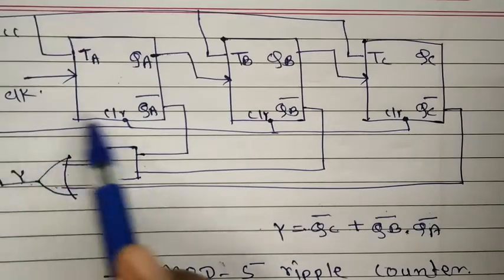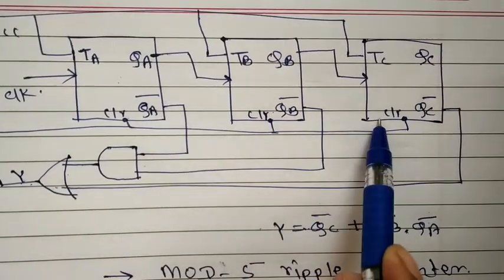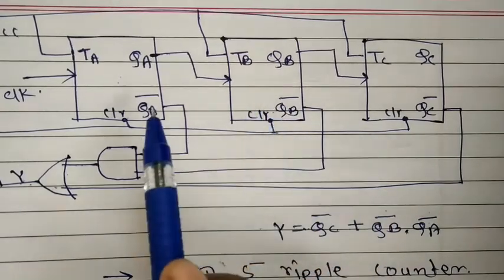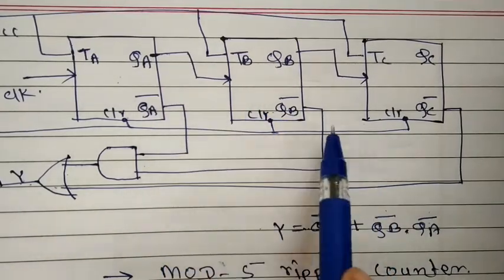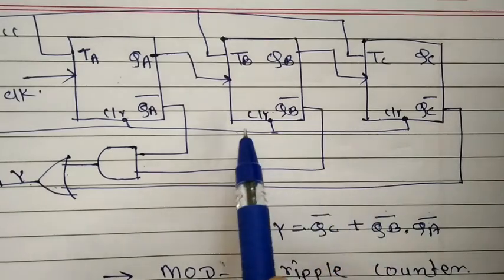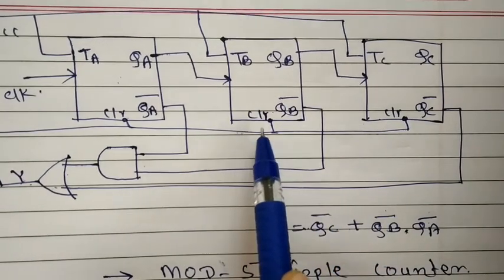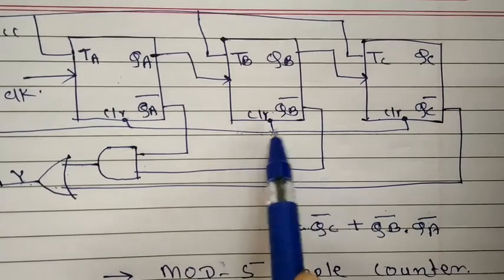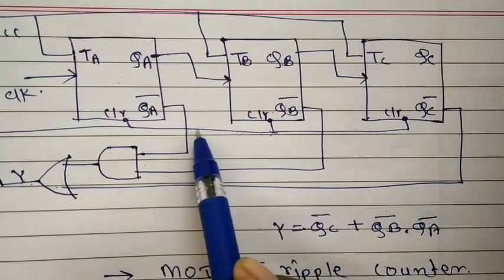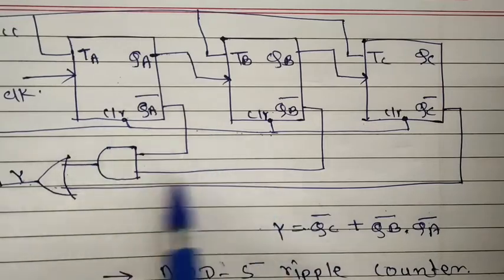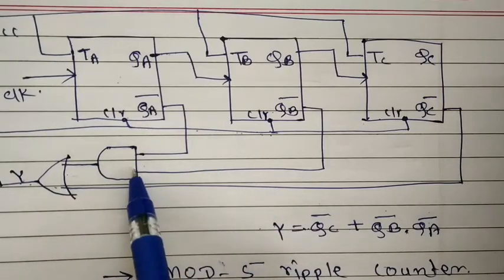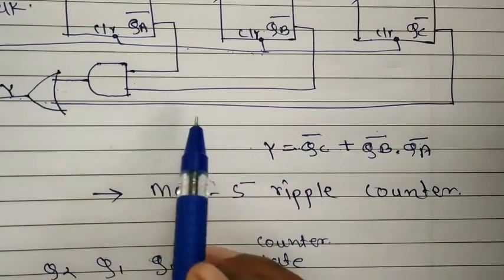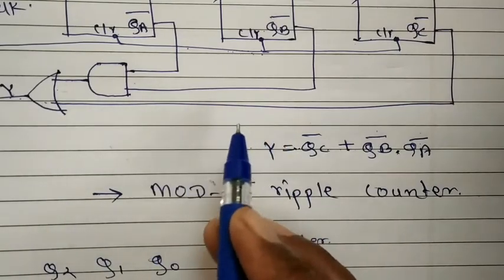And this expression is applied to the clear terminal of all the flip-flops, which means that after the state 4 output will be 0, the circuit will be reset, and again count will start from 0 and will go up to 4, and after 4 again it will go to 0. Likewise the reset logic is designed. So this is mod 5 ripple counter, which is an asynchronous type counter. Thank you.